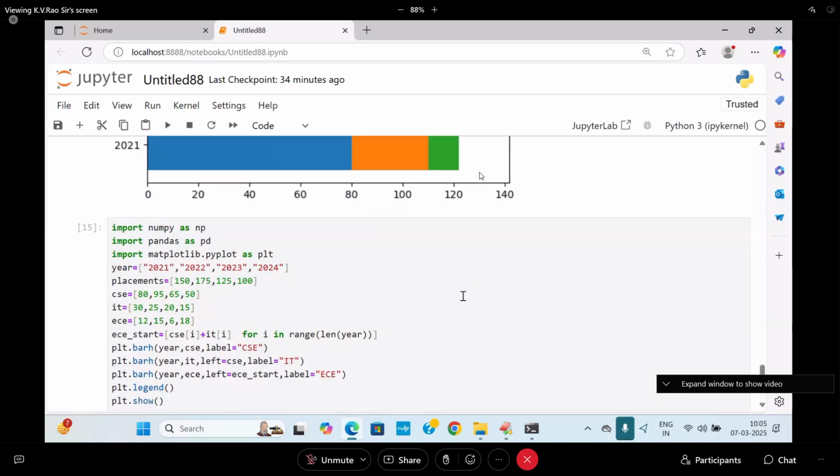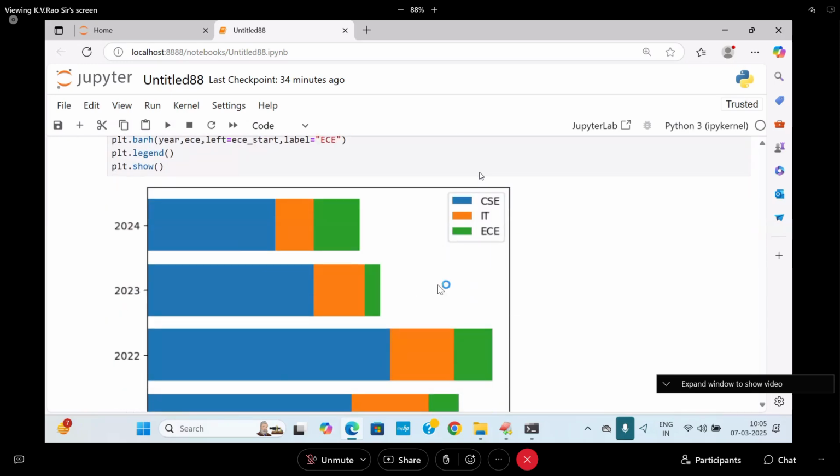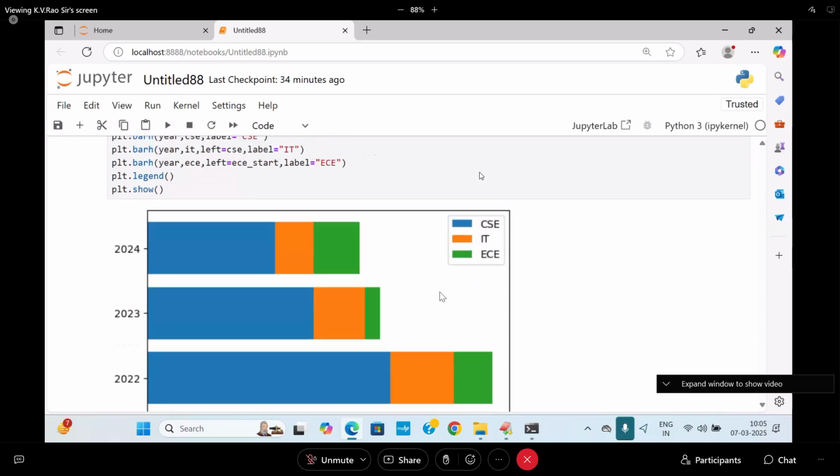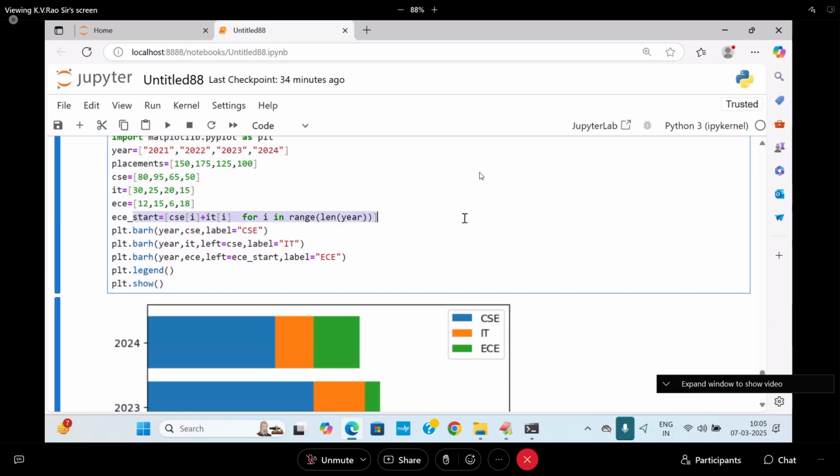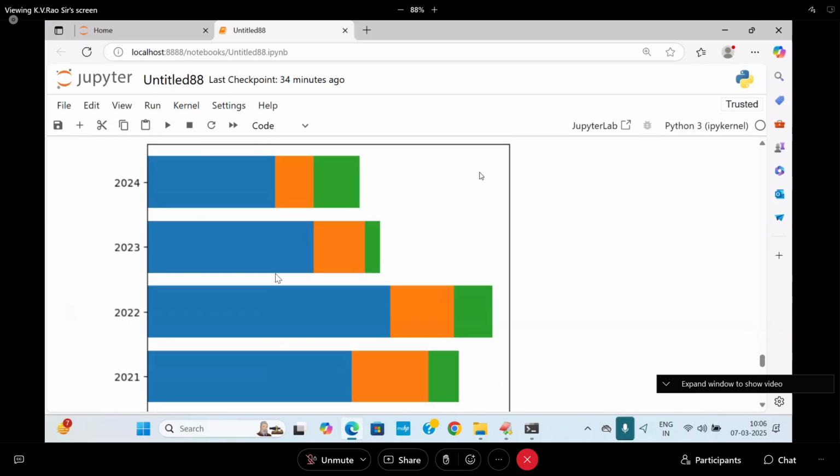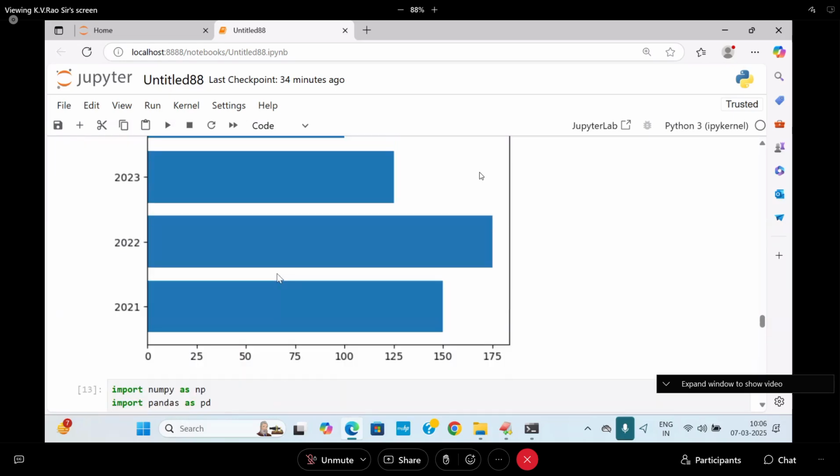Understanding that? So how to draw the horizontal bar plot: the vertical bar plot is simple, and this logic is the same. Only the parameter is changing: bottom is becoming left. So the final diagram I am going to write.